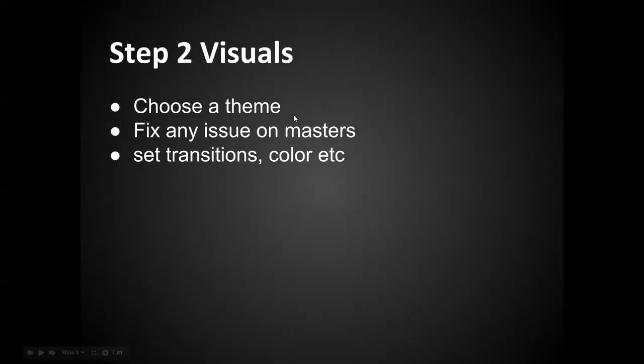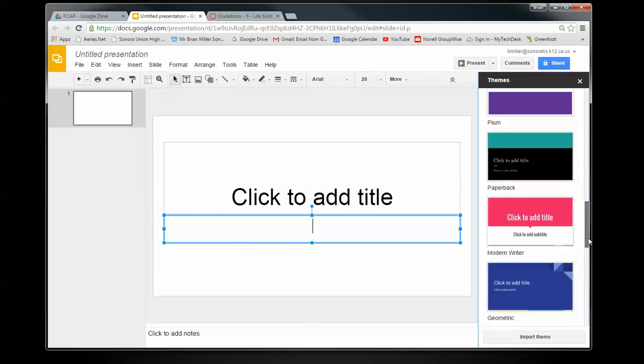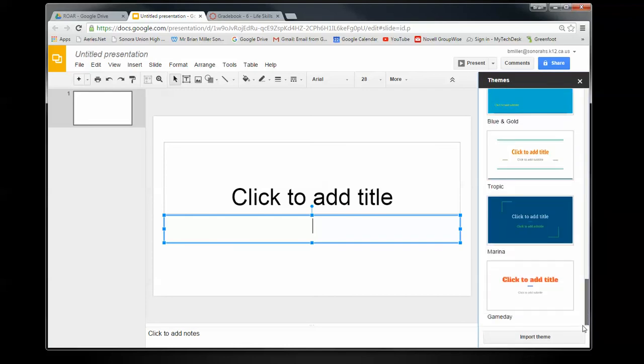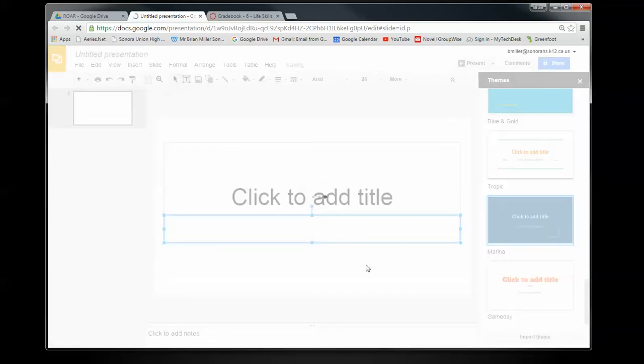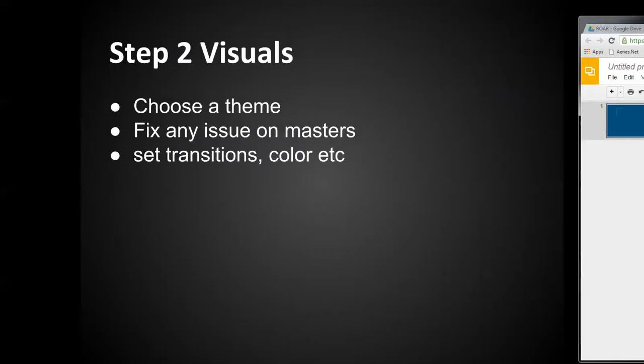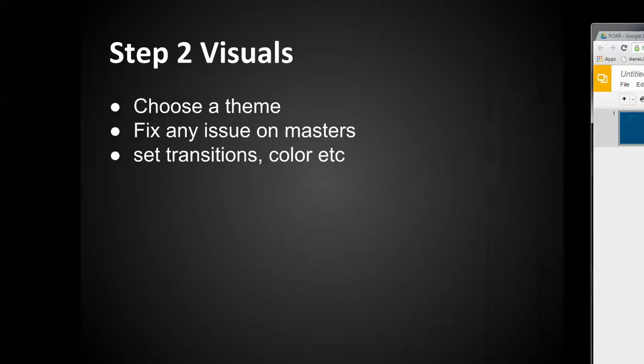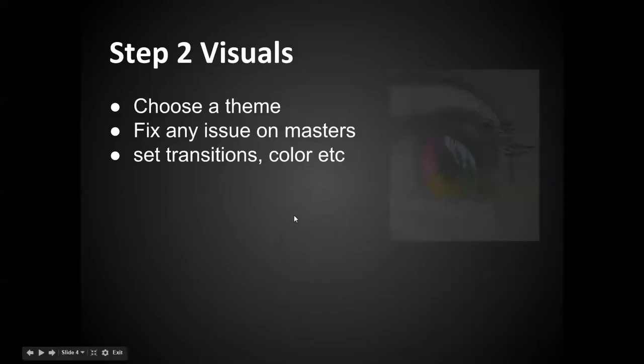Okay, so the next step, we have to change the visuals. We've got to choose a theme. Once you put your name in here, you have to come over here and pick a theme that you like that represents that person. So click a theme and change that theme. Now after you choose a theme, you're going to set the transitions. We'll do transitions and color later. So we'll do that later.